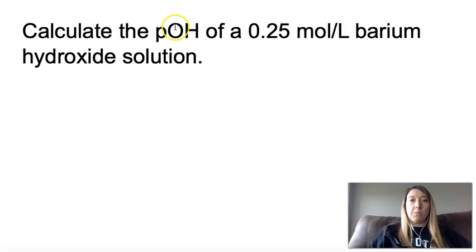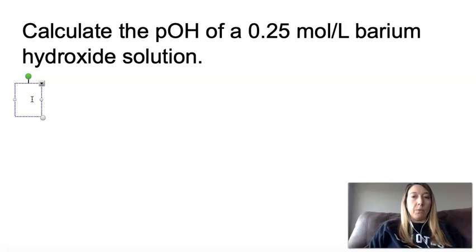Okay, so let's try something a little more complicated. Calculate the pOH of a 0.25 mole per liter barium hydroxide solution. So if we think about this, we need to get the pOH. To get the pOH, we need to know the concentration of the hydroxide ion. Right now, we don't know the hydroxide, we know the barium hydroxide, which means we're going to have to start by writing out a dissociation equation, right?